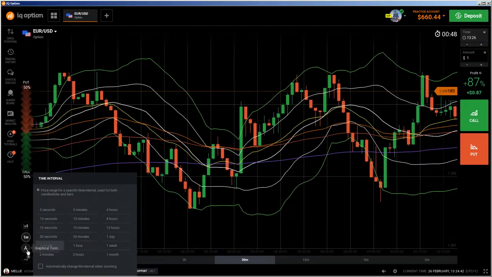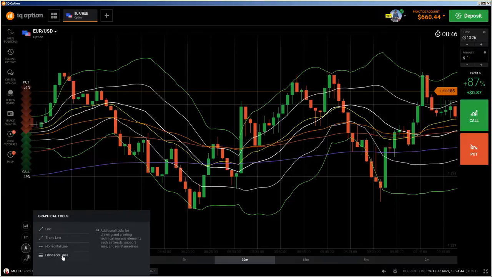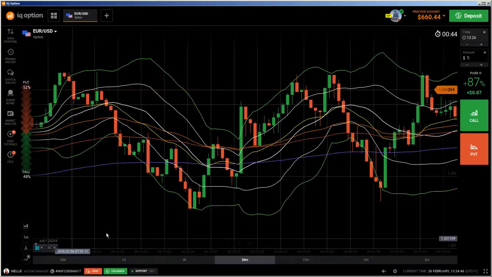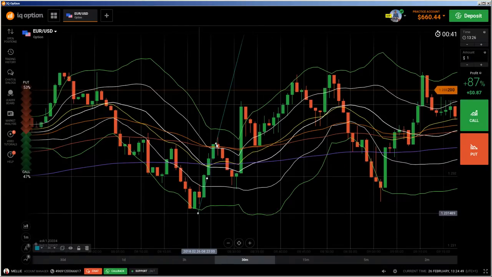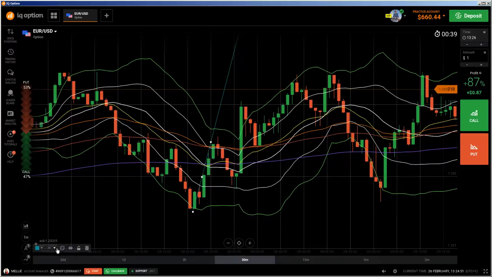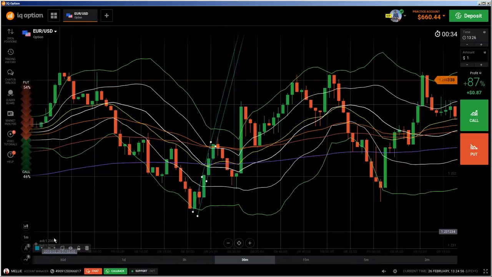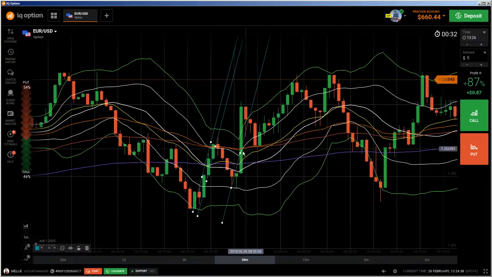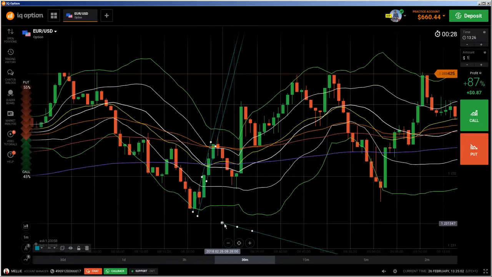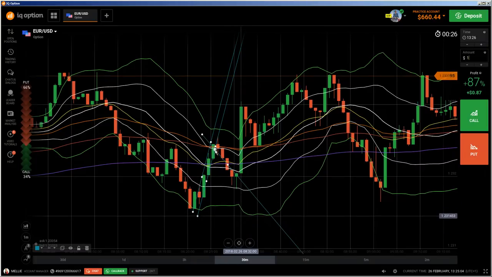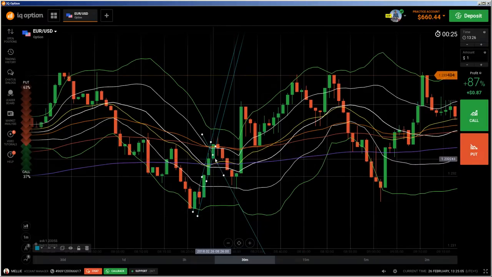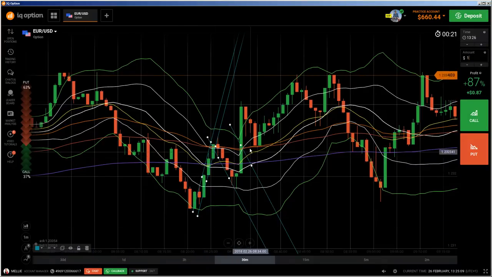So let me draw the flagpole here. The flagpole is this here. I will do it with two lines. You see this, and then we have a flag here. The flag is looking down. This is a bullish flag. It's looking down, and it's a little bit small.